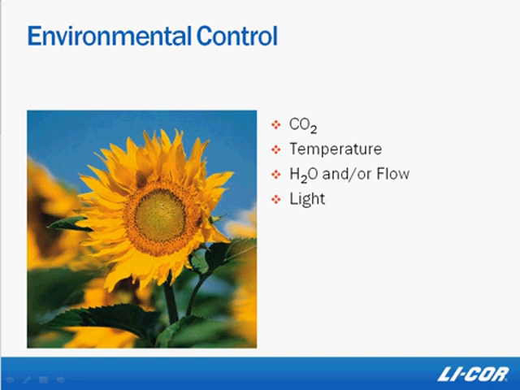When it comes to environmental control, we have 4 main options in the 6400. CO2, temperature, H2O or flow, and light. So what do we want to do for a survey measurement? Well, reference CO2 is the fastest, so that's what we want for a spot or survey measurement. Be sure to check the ambient CO2 concentration so you know where to set the reference CO2.